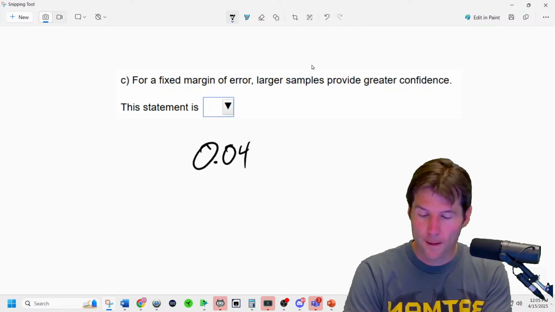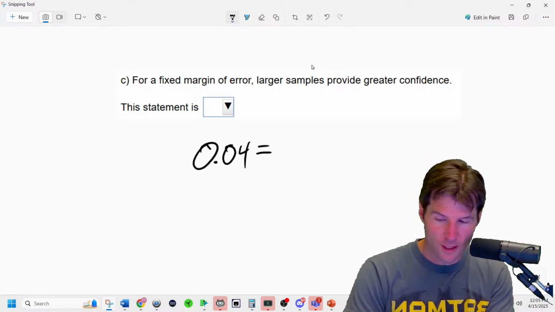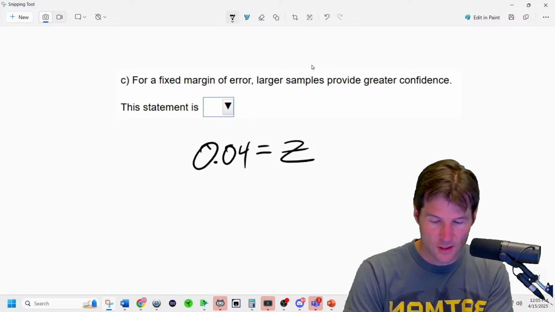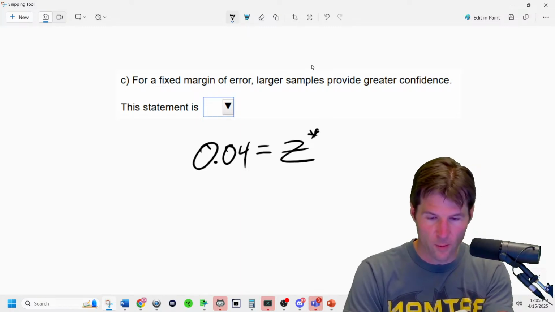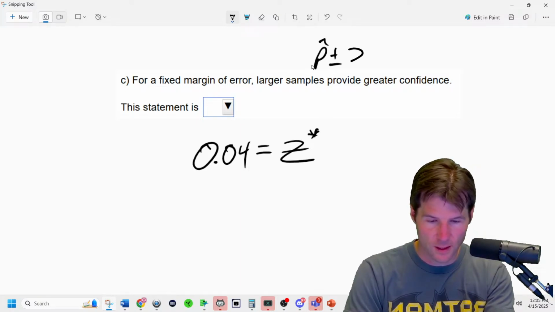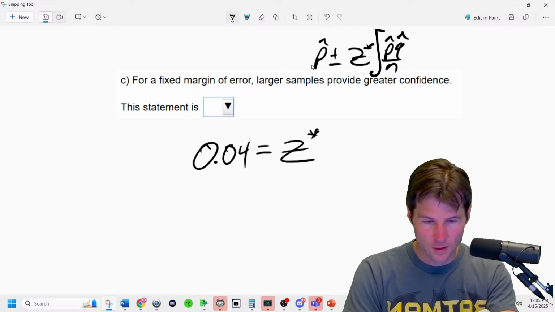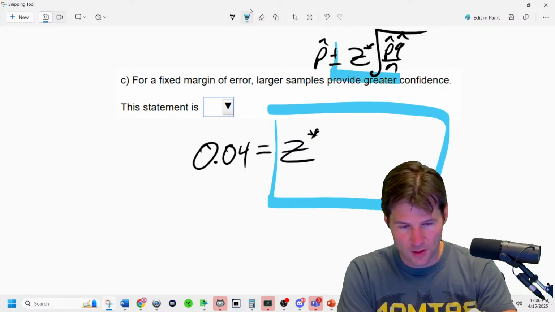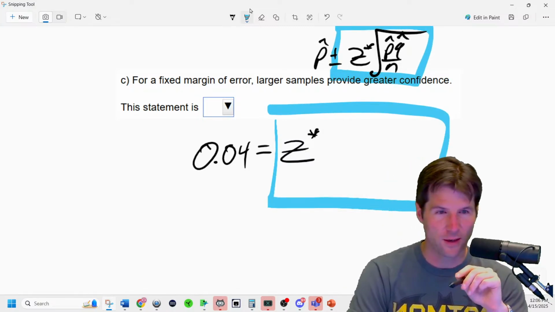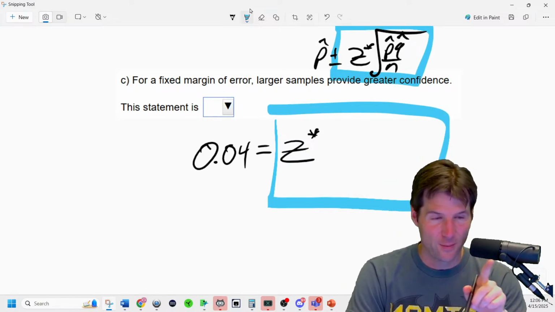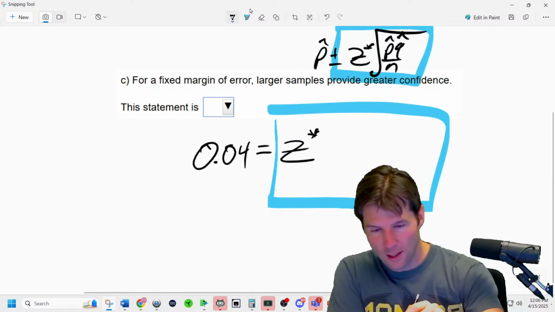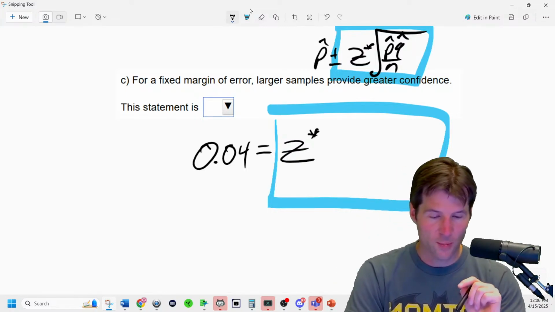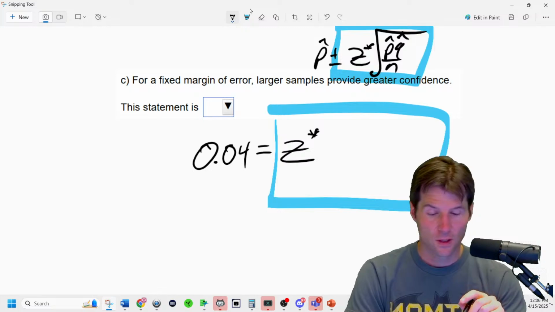Not going to change. And then we go over here, and you have a Z, because this is part of the margin of error. Remember, the margin of error is p hat plus or minus z star times the square root of p hat q hat over n. So we're just taking the margin of error part of the formula and saying we solved that out. Yep, it is true. And it says larger samples provide greater confidence.